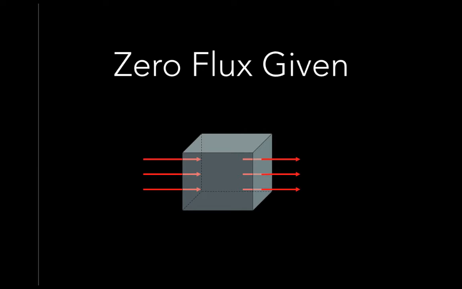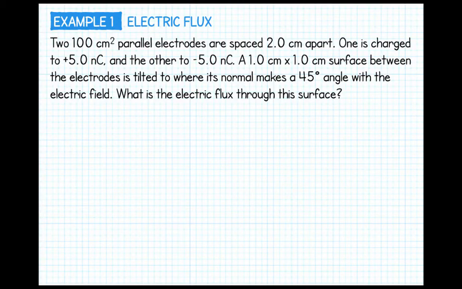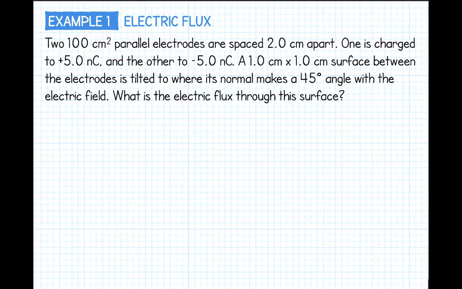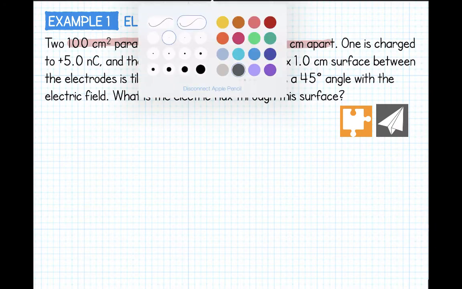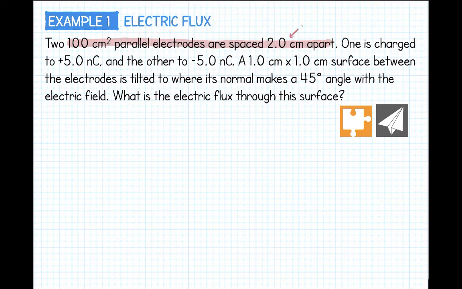Okay. So let's try something out. And we'll do this one together. So let's talk flux. So we have 200 centimeter squared parallel electrodes spaced 2 centimeters apart. And I just want to point out that when you see something like this, what they're really saying is this is a capacitor. And you can tell this even more because one is charged to a positive charge, and the other one is charged to a negative charge, and those are equal charges.